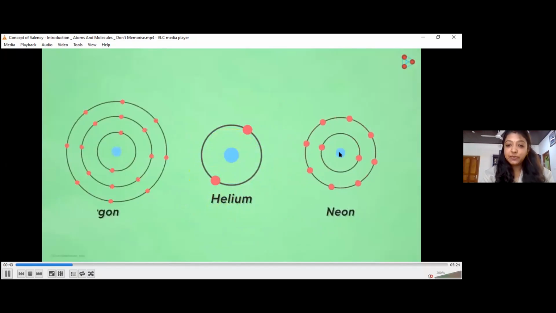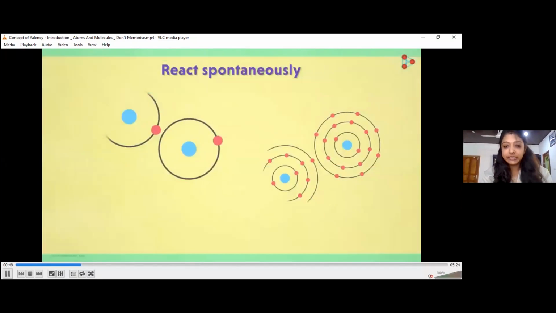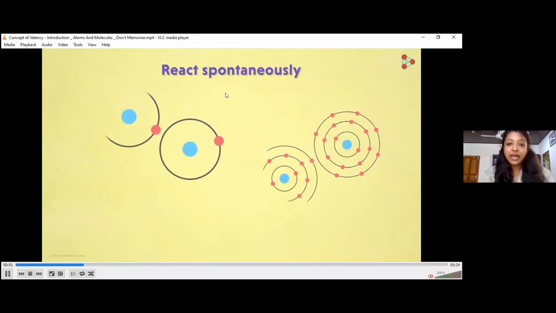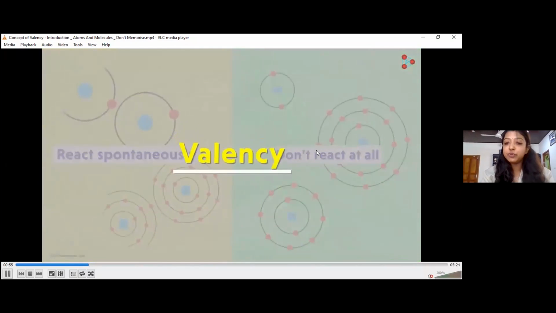Similar is the case with neon and argon. They also do not participate in chemical reactions much. So we have 2 groups: one which reacts spontaneously and the other which does not react at all. The reason for this is called valency.